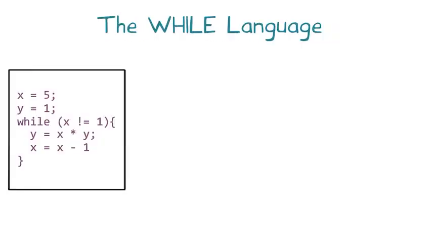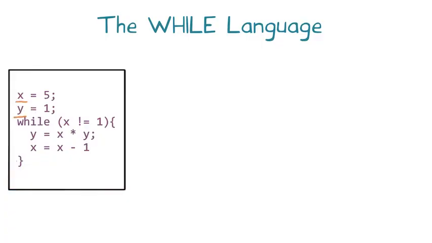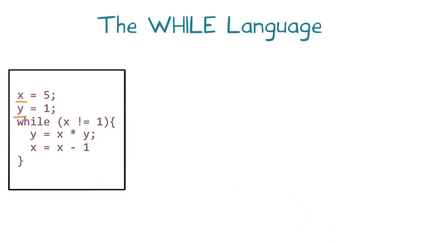Throughout this lesson, we will work with a simple programming language called the while language. Here is an example program written in this language to compute the factorial of 5. The program has two integer variables x and y. It initializes these two variables and then updates them in a loop. Variable x contains the factorial of 5 at the end of the program.